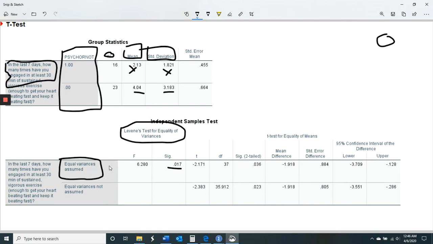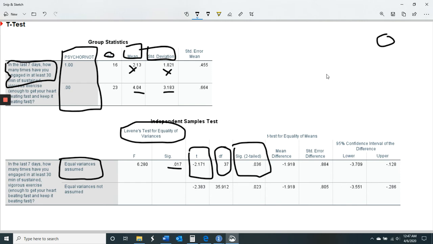So there's two lines here, equal variances, not equal variances. Stick to this line right here. So here we have a t-test. So the t is negative 2.17 in this case. Why is it negative? Because we took the mean for the psych majors, which was 2.13, and subtracted 4.04. So since they had less exercise, it comes out to be a negative t-test in this case. We have the degrees of freedom, and we have the significance.